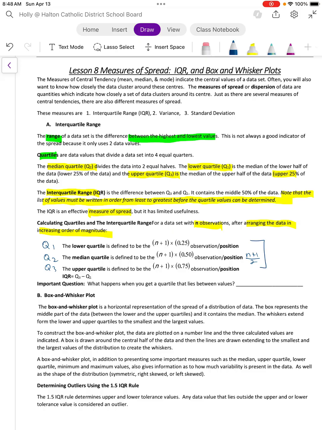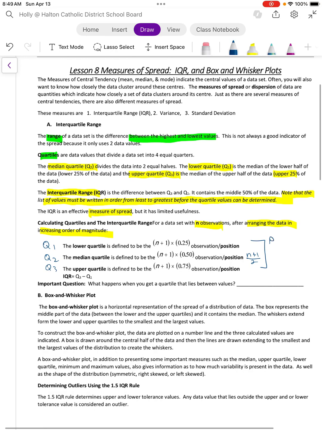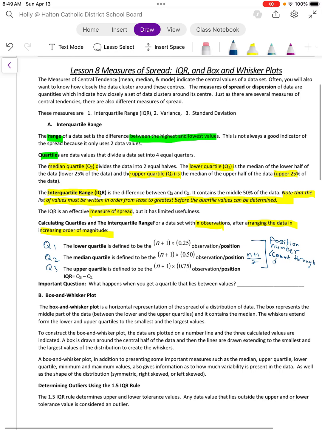Note that these are giving you the positions. These are position numbers of where you can find Q1, Q2, Q3. So it's not going to give you the actual Q1, Q2, Q3, it's only going to give you the position number. And so you have to count through your data set. So if my Q1 position was 5, I'd count through my data set, go to the 5th position. That 5th number is my Q1.